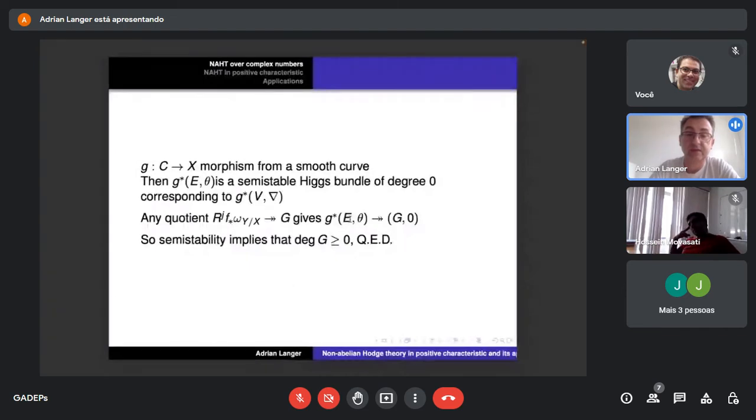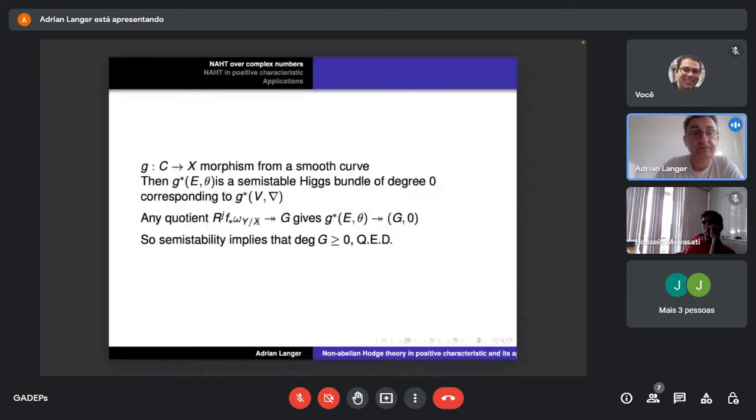And now semi-stability simply says that the slope of G is greater or equal than the slope of the pullback of E theta, and that means that the degree of G is greater or equal than 0. And so any quotient G of this vector bundle is non-negative. So that's a very easy proof, but it somehow shows how things can be made in a much more general setup.